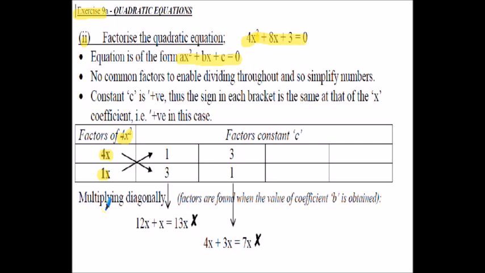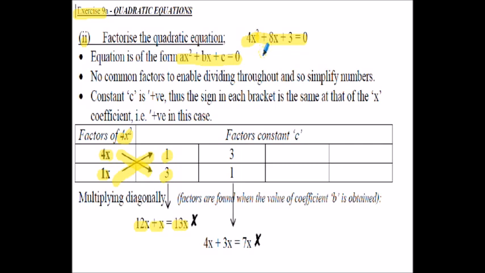But I'm going to try the 4x and 1x first of all. In the right-hand column here, we need factors of the constant. In this case, the constant is 3, so I'm going to try 1 and 3. That's the only factors I can have if I'm using whole numbers. If I cross multiply, I get 4x multiplied by 3 gives me 12x, and 1x multiplied by 1 gives me plus 1x. Add them together, I get 13x.